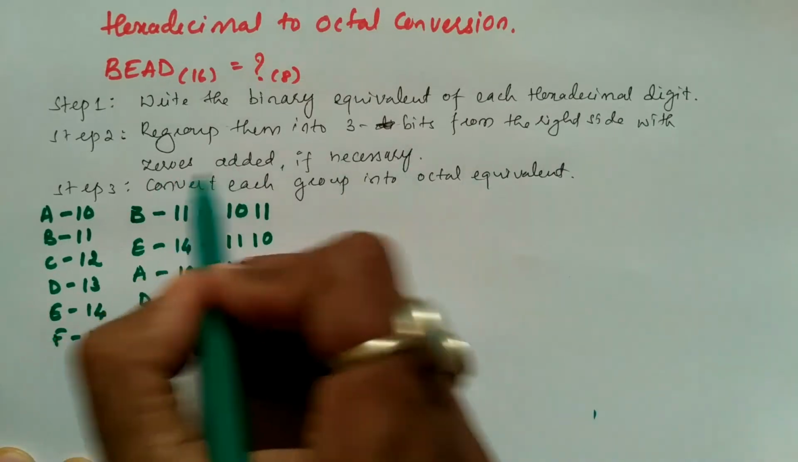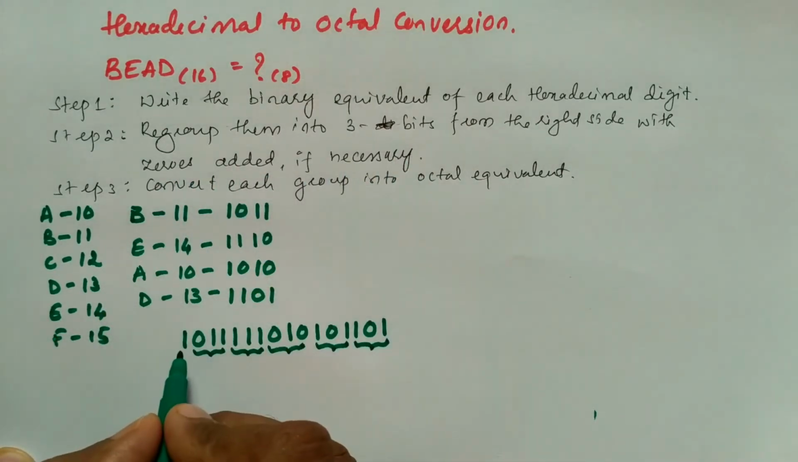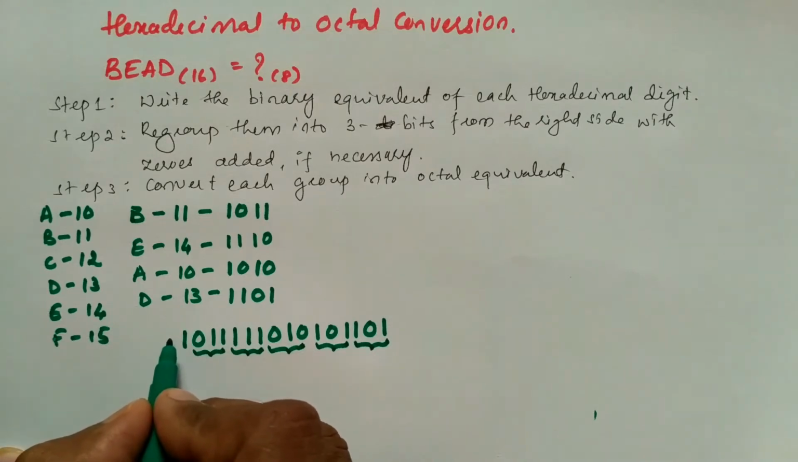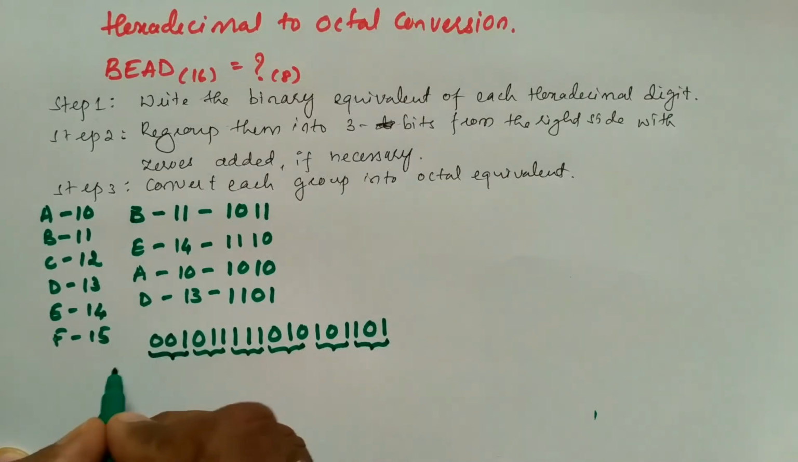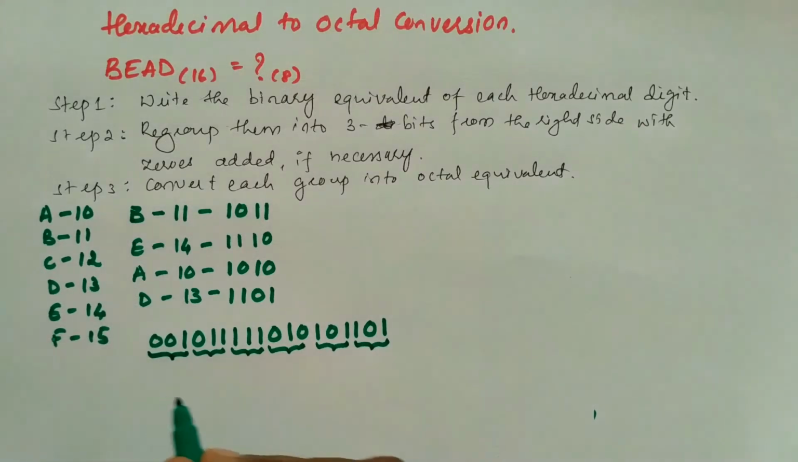From the right hand side with zeros added if necessary. Here you can see we are left with only bit number 1. So here we need to make a group of 3 bits. In order to do that, we have to add 2 more leading zeros. So here I am going to make a group of 3 bits.